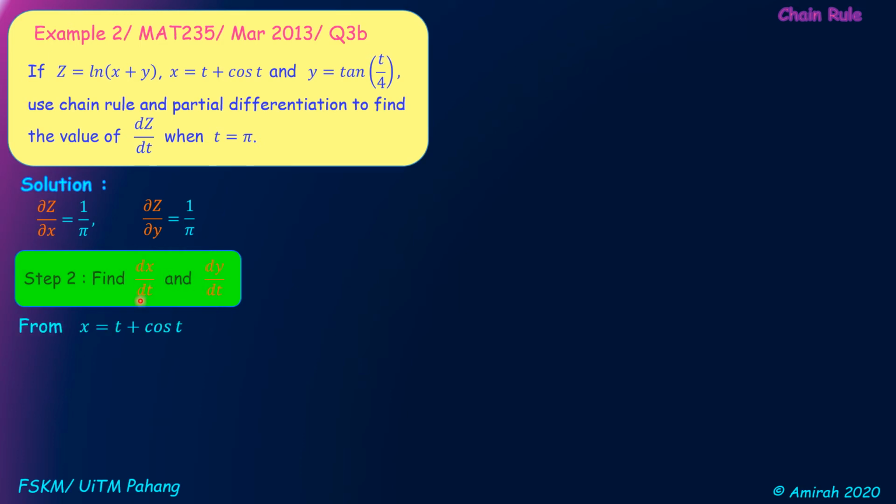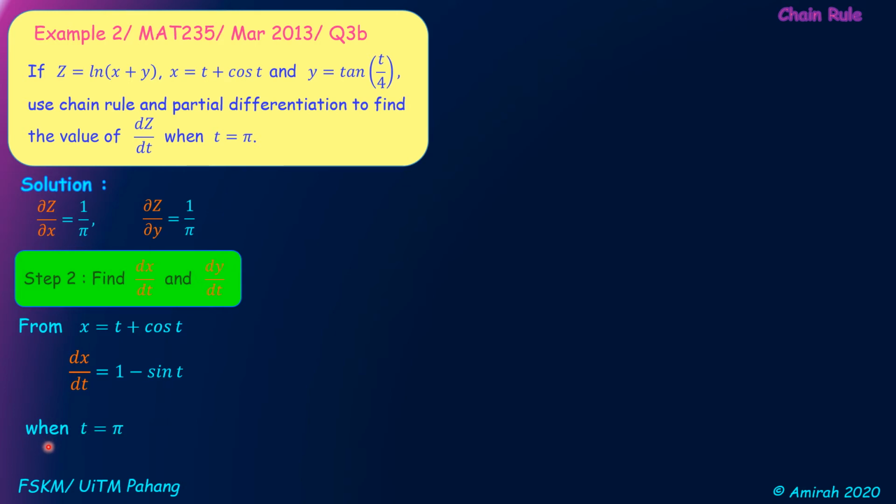To find dx/dt, we differentiate x, where x equals t plus cos t. We differentiate t to get 1, and we differentiate cos t to get negative sin t. Here we use the normal d or straight d because we only have one variable t, so there is no need to use the del symbol.